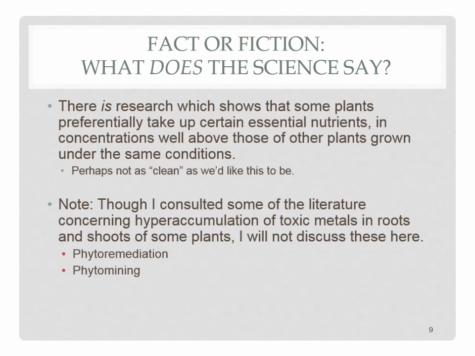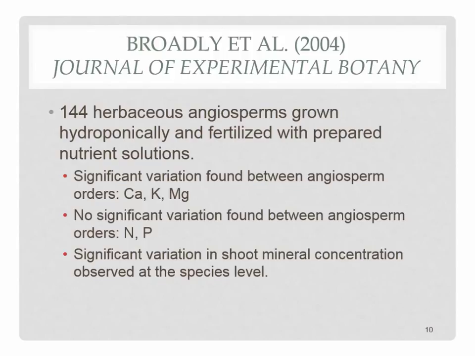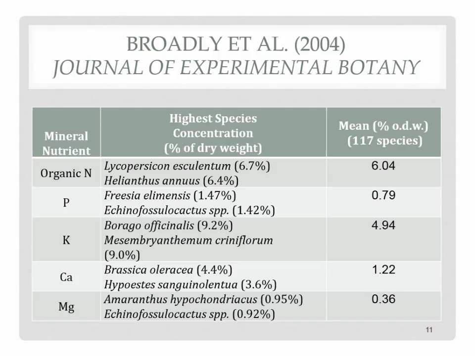So let's look at a few of the summaries of some of the research, starting first with some hydroponically grown species. These were fertilized with prepared nutrient solutions, and I'll show you some data in a second, but to summarize, they found that there's significant variation between orders for these nutrients: calcium, potassium, magnesium, with no significant variation between orders in terms of nitrogen and phosphorus. Really overall, they suggest that significant variation in shoot mineral concentration can be found at the species level.